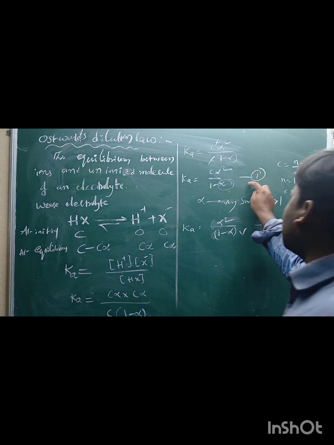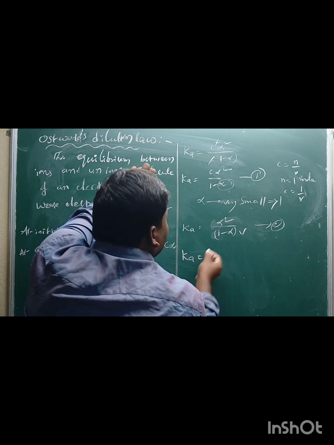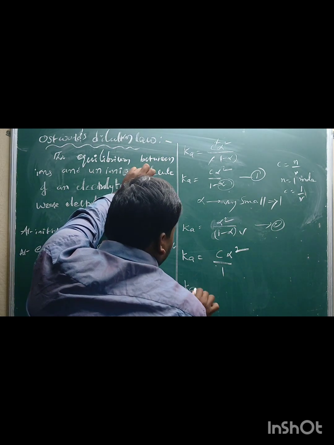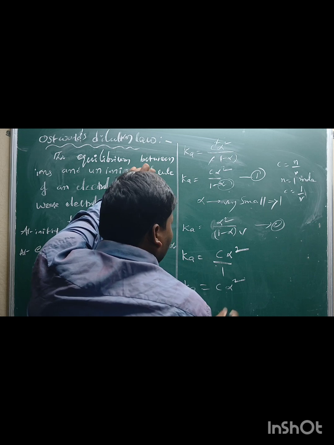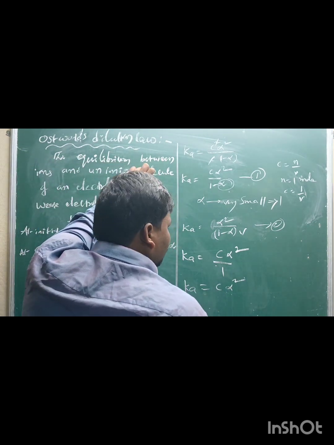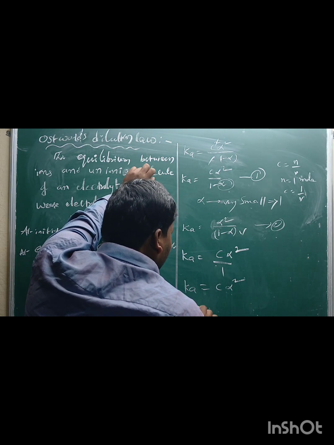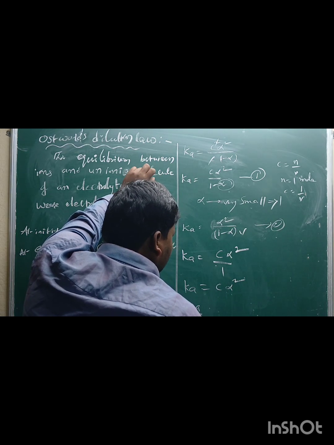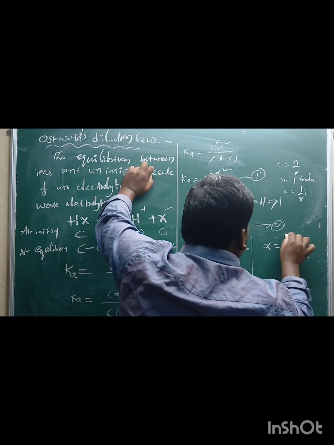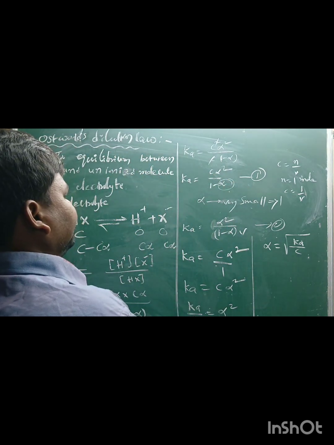Now I am taking this one. Okay, alpha is a very small value. That's why Ka is equal to C alpha square by 1. Ka is equal to C alpha square. Now I want to calculate the degree of dissociation for the acid. Now what happened? Ka by C is equal to alpha square, where alpha is equal to the square root of Ka by C.